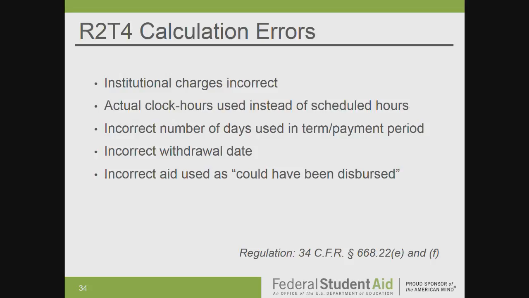The first error that I often see is that institutional charges are incorrect. At my school, we issued book vouchers. One of the issues is with the book charges. If a student is issued a book voucher and uses your campus bookstore for books and doesn't have a reasonable opportunity to purchase books at another site, you must include those book charges in your R2T4 calculation in the institutional charges section. I'm often seeing that schools do not include those charges.